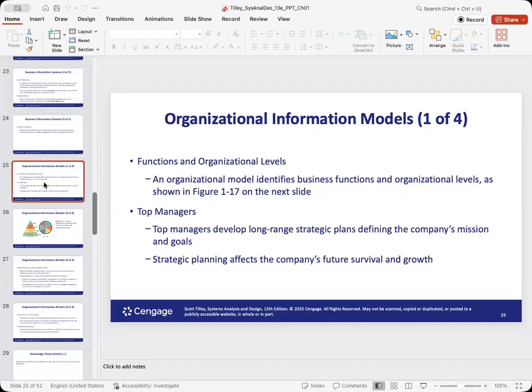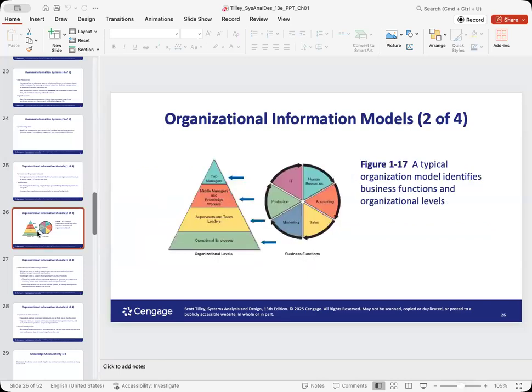Then the next one we'll look at is organizational information models. Now, this time we're going into the organization, the typical organizations. We have functions and organizational levels. We also have top managers, and then we have middle managers and all. These are all organizational functions. An organizational function or model identifies business functions and organizational levels, which are shown here.